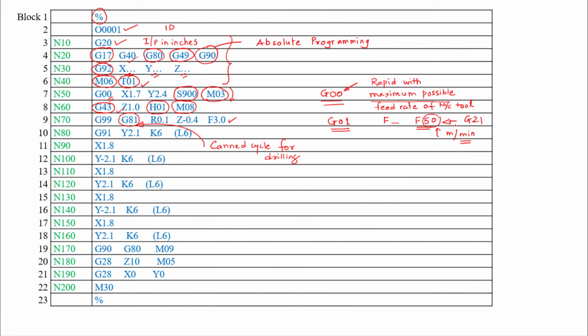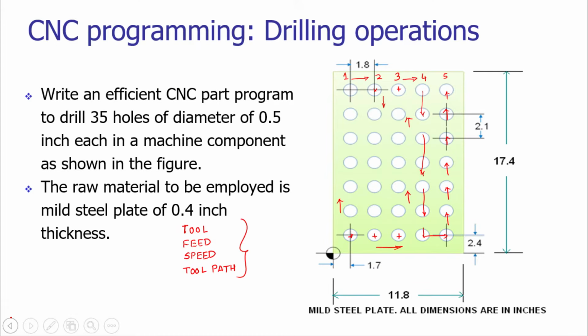Now at the start, at the first location, the hole will be drilled, and that first location is x 1.7 and y 2.4. So this is location number 1, and its coordinates are 1.7 along x and 2.4 along y. The first hole has been drilled. Now we have to move in the upward direction.